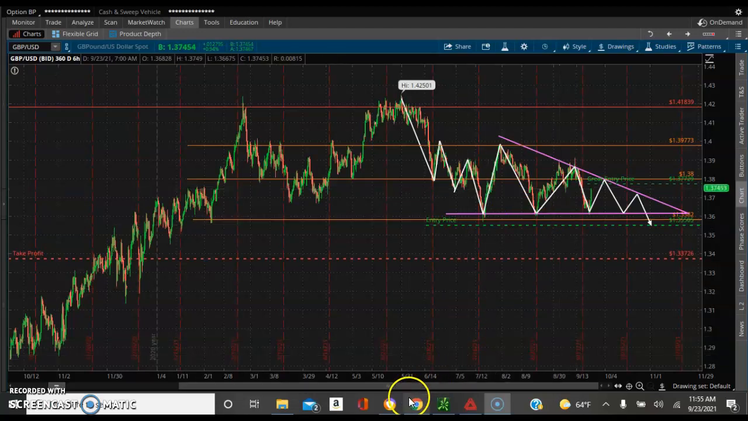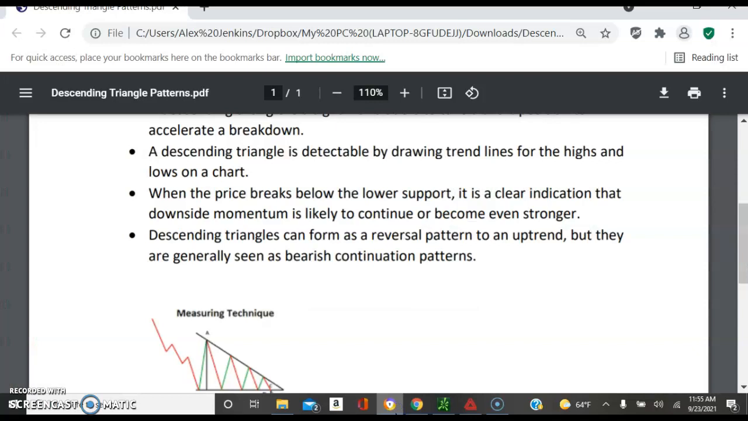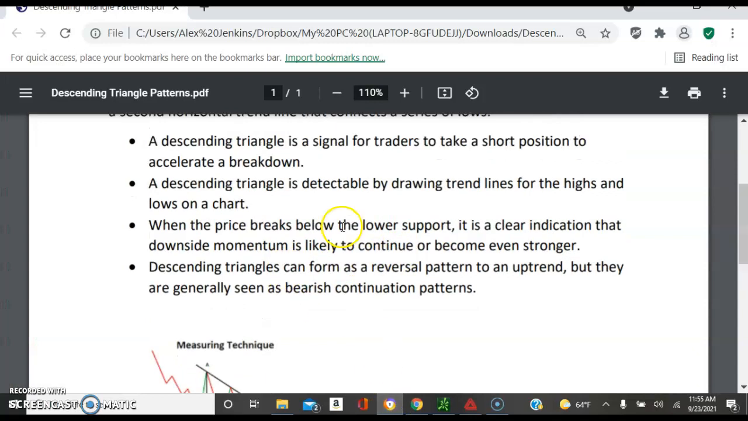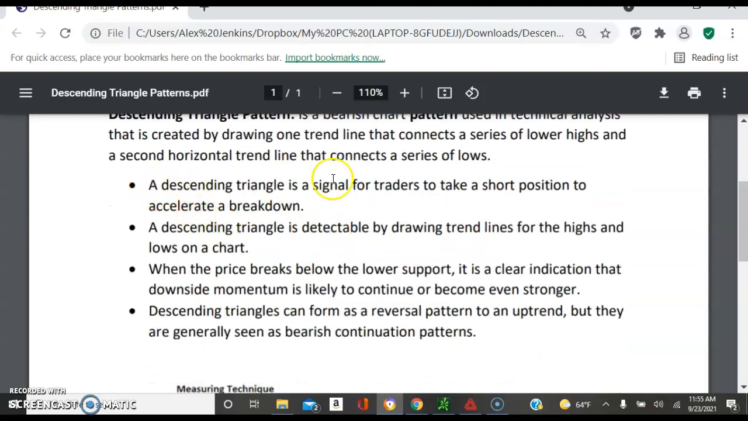But let's go over the pattern and tell you what this pattern really shows you. Excuse me, this is a descending triangle pattern. Sorry. So a descending triangle pattern is a bearish chart pattern used in technical analysis that is created by drawing one trend line that connects a series of lower highs and a second horizontal trend line that connects the series of lows. All right, you can go over that and see what that says.